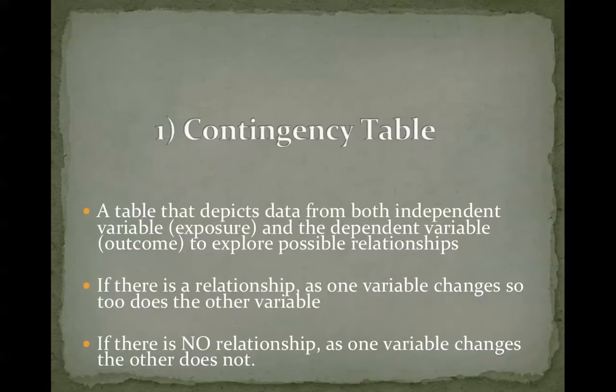This topic today is specifically about contingency tables. They're often referred to as cross tabulations or cross tabs. Sometimes, depending on the number of categories, you can see them referred to as 2x2 tables. Essentially, all you're looking at is two variables, one going across rows and one going across columns. Specifically, you're looking at data from the independent variable, which is your exposure variable, and the dependent variable, which is your outcome, looking for possible relationships.